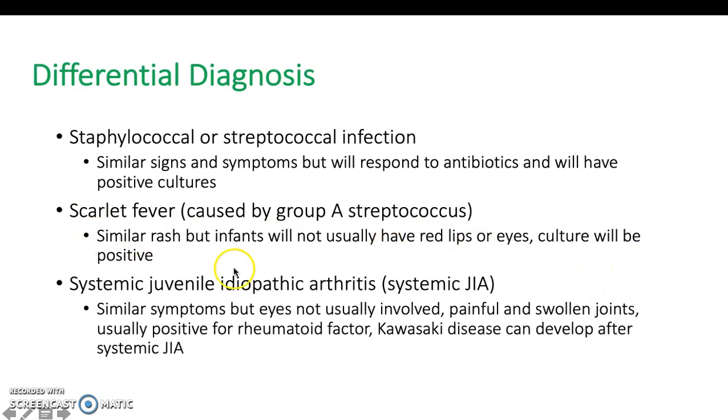And then also think about systemic juvenile idiopathic arthritis, but they'll also have painful and swollen joints, and they'll be positive for the rheumatoid factor. And note that Kawasaki can develop after systemic JIA.